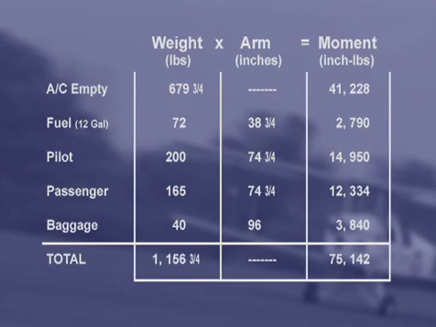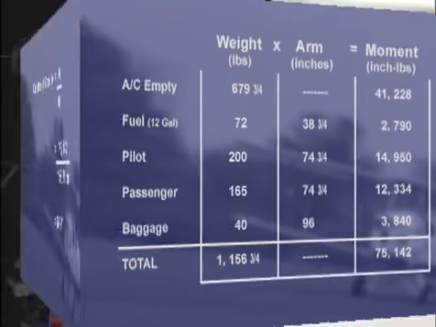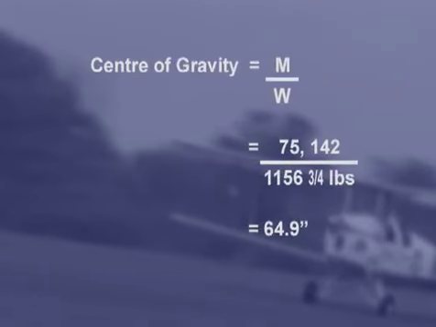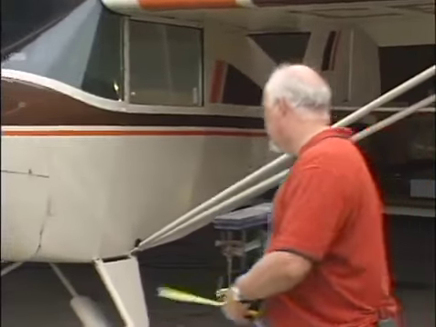If this aircraft has a maximum gross weight of 1,200 pounds, we're at 1156. We added up our moments, came to 75,142. We want to know where the center of gravity is on that airplane loaded the way it is right there. It is 64.9 inches back from the datum. 65 inches back.